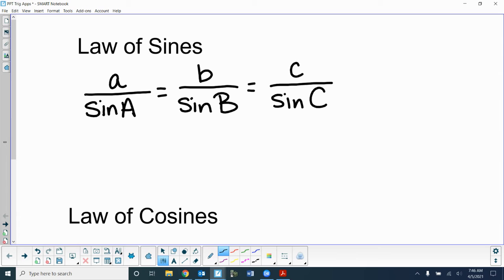We use two of those three when we set it up, right? Set up a proportion. And remember, in our pictures, angle A is opposite side A. The capital letters were the angles and the lowercase letters were the lengths of the sides. So we're only going to do two of those three. If we use this first proportion, A over sine of A equals B over sine of B, we would have known three of those four things.